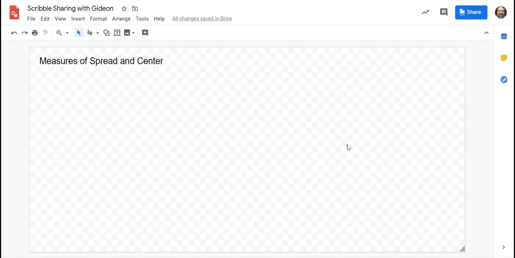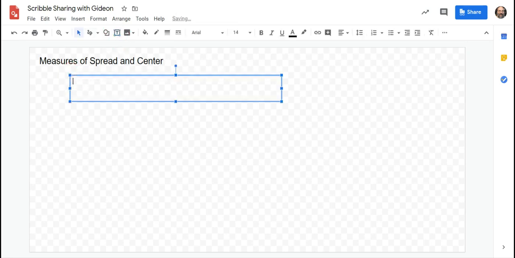Let's talk about measures of spread and measures of center for two major kinds of data. The two major kinds of data we'll talk about are the quartile data, that's also the stuff that's represented with the box plots, and also the histogram data.